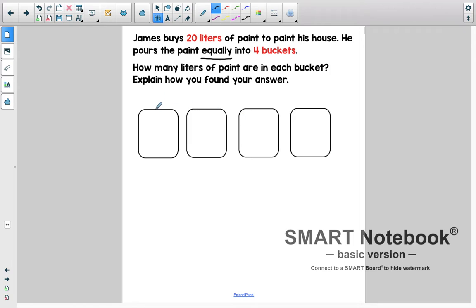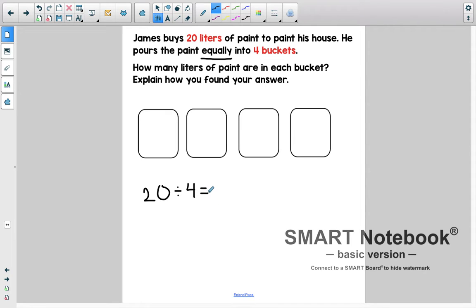So if I say I'm dividing them into each bucket, which operation do you think we're going to use? If you said division, we're correct. Now remember, in a division problem, if I write it out, it has to be our total. So how many total liters do we have? We have a total of 20. And we said our operation is division, so I'm going to make a division sign. And how many buckets do we have? We have 4.